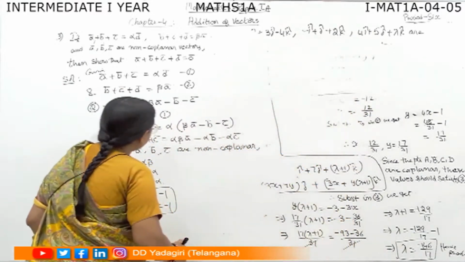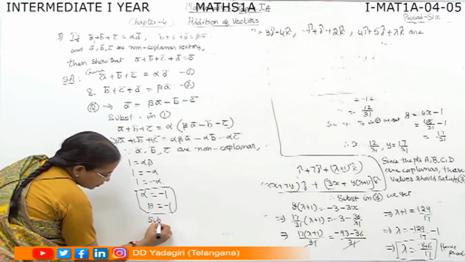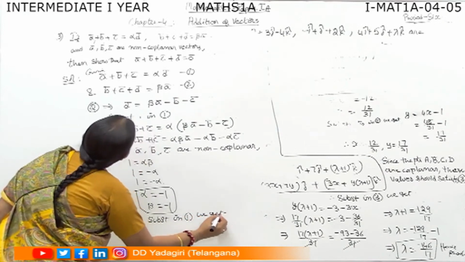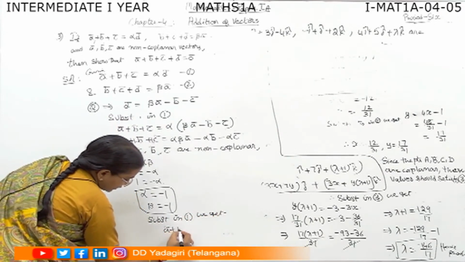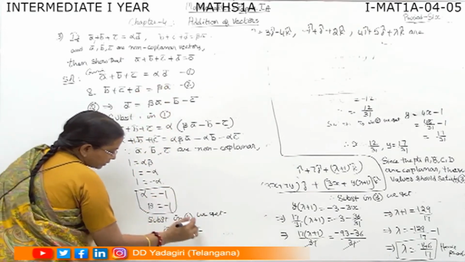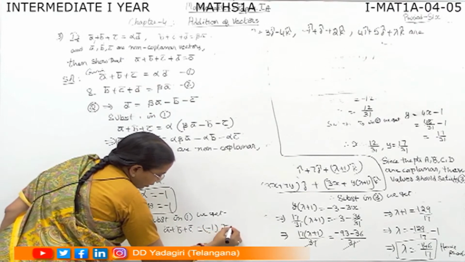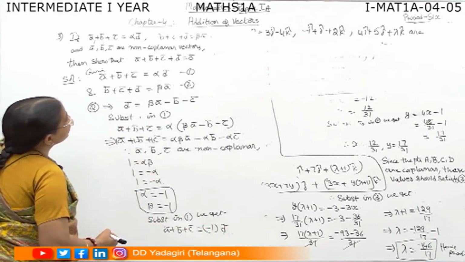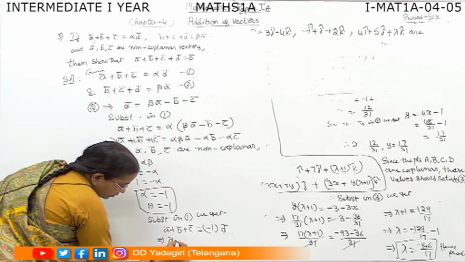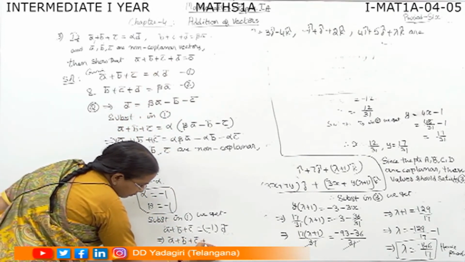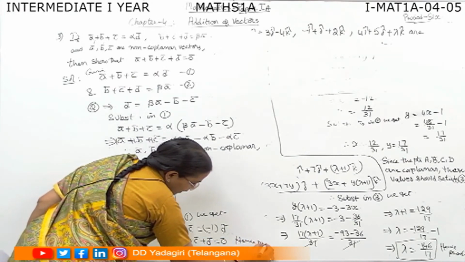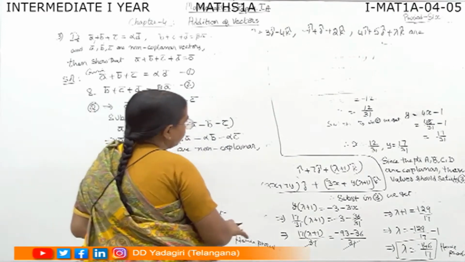So substituting in the first equation, we get A plus B plus C is equal to alpha D. Alpha is minus 1, so minus 1 into D. Bring all this to this side, so you will be proving that A plus B plus C plus D is equal to 0. Hence it is true. So like this we do the problem.